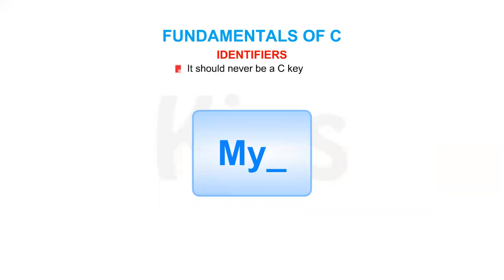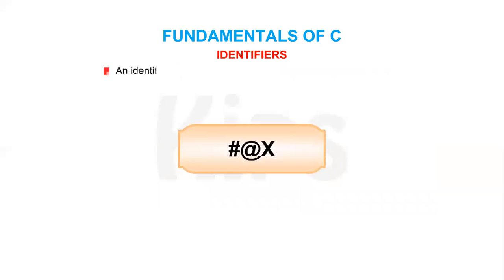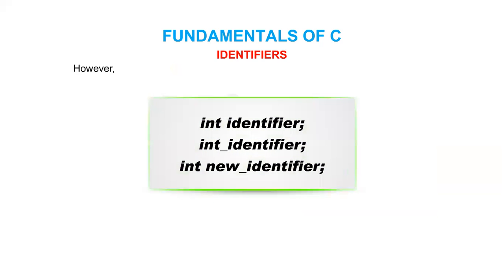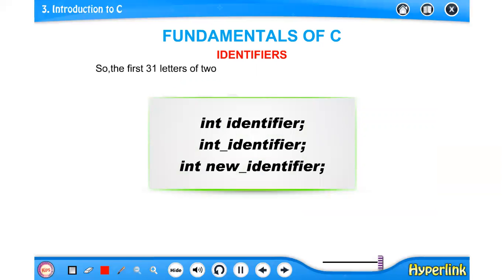It should never be a C keyword. An identifier should not contain any space or punctuation marks. An identifier can be of any length. However, the first 31 characters of an identifier are discriminated by the compiler. So, the first 31 letters of two identifiers in the program should be different.